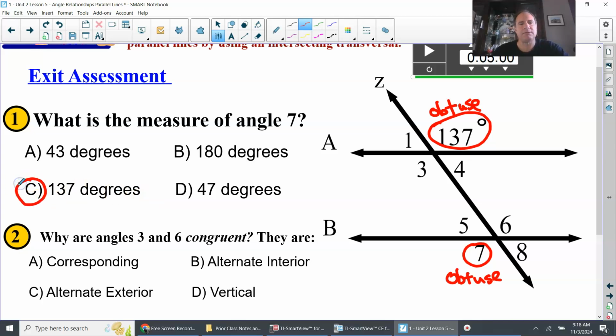Angle 3 and angle 6. I'm just going to put angle 3 and angle 6 right here. Take a look at those angles, and are they corresponding? Are they in the same location? No, they're not. And alternate exterior. Are they outside? No, they're inside. Alternate interior? Yes. Vertical, they meet in the middle? No.